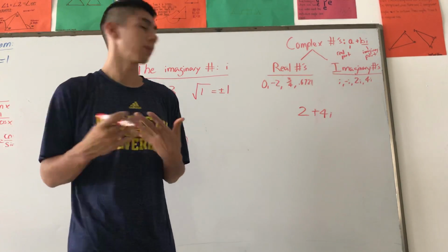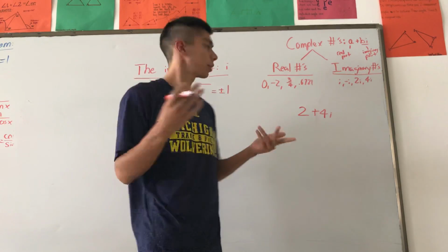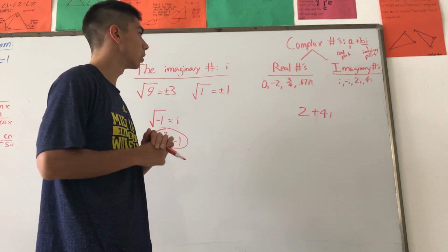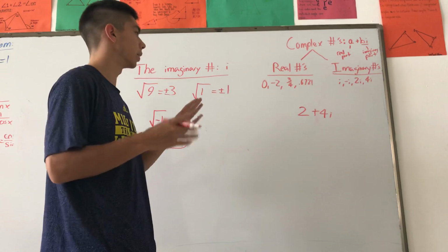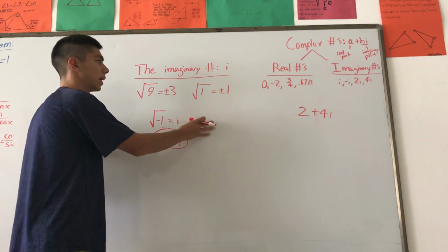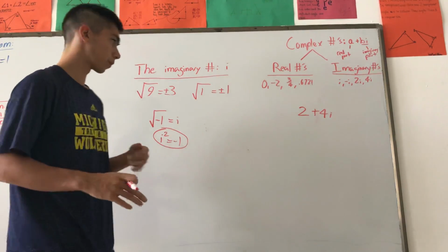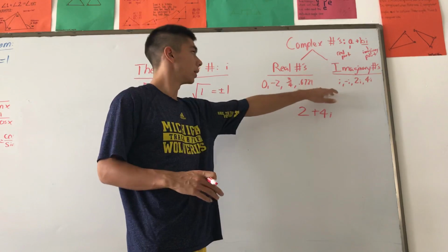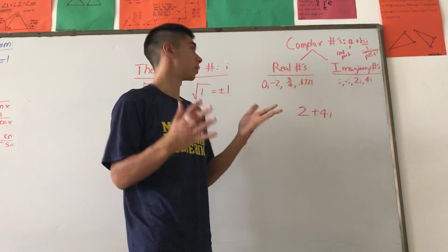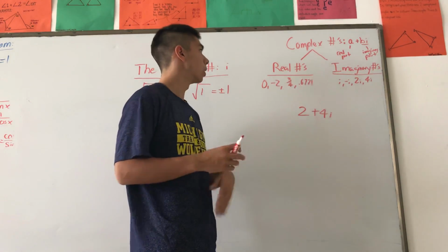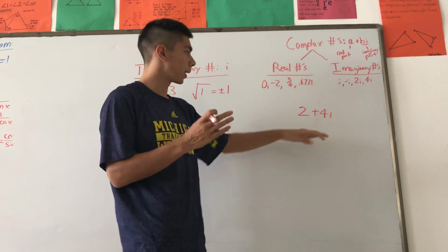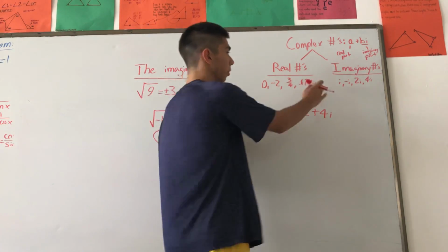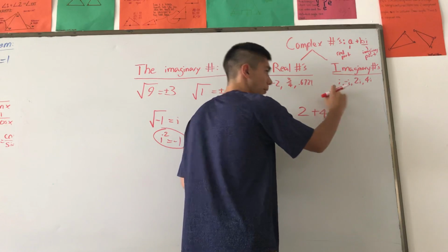We will go over how to do addition, subtraction, and multiplication with these in the next video. But this is just an introduction to imaginary numbers, and where in the number system imaginary numbers fall. So imaginary numbers combined with real numbers make complex numbers, but you can have purely real numbers, which are like these, or purely imaginary numbers.